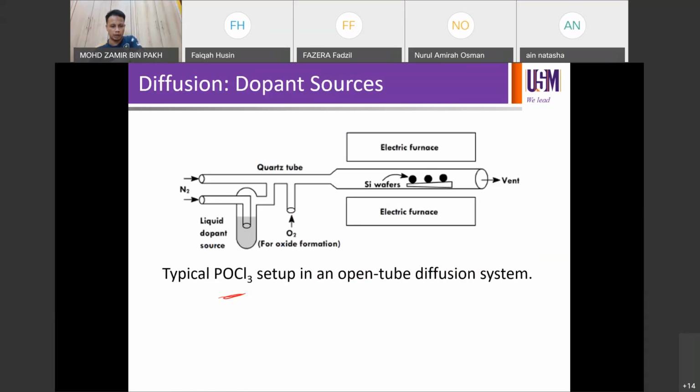So you have POCl3, phosphorus oxychloride, as your source, then you blow N2. You also have oxygen gas for oxide formation. The POCl3 is going to be under a bubbling condition, so you have to produce bubbles. Then the bubbles will be sent by N2 gas into the furnace. So the furnace is here, and your wafers are all here.